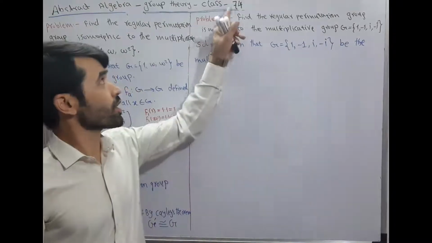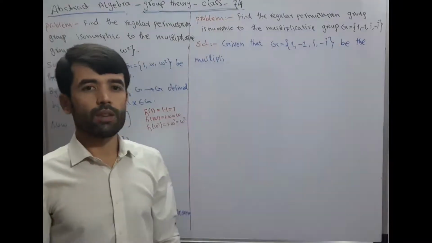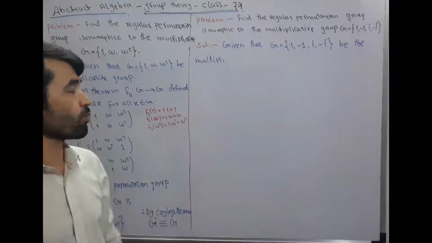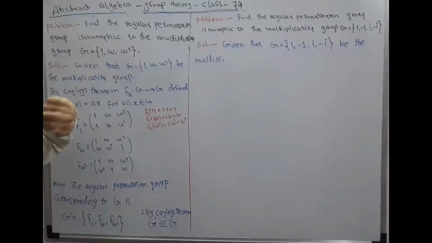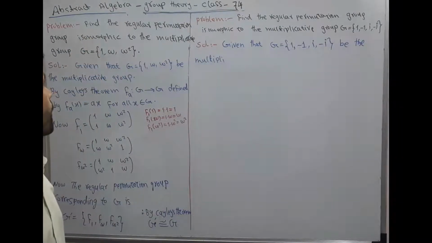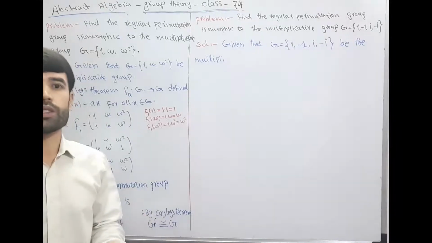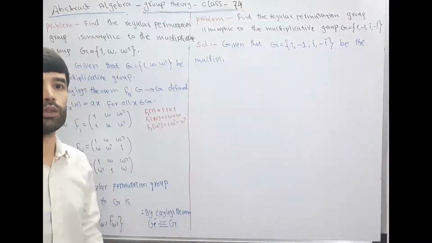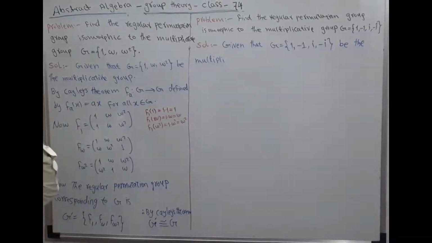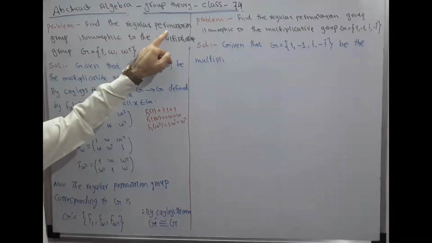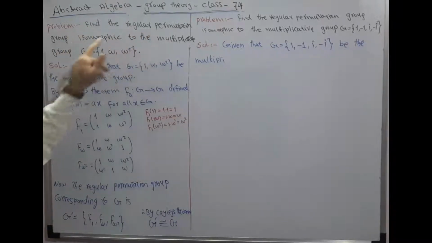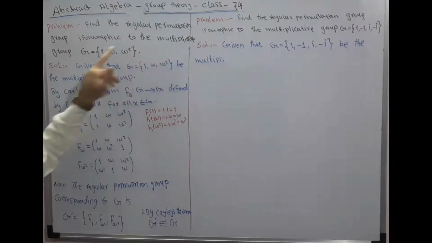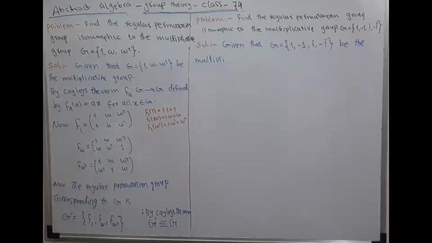It is class 74. In this class we will prove some examples by using Cayley's theorem. In the last lesson we proved Cayley's theorem, which is: every finite group is isomorphic to a permutation group. That kind of permutation group is called a regular permutation group. Now we want to solve a problem. Find the regular permutation group isomorphic to the multiplicative group G = {1, omega, omega square}.